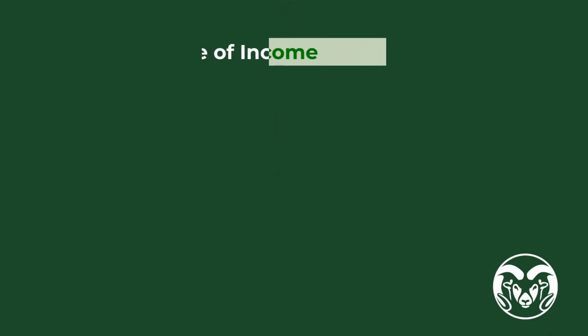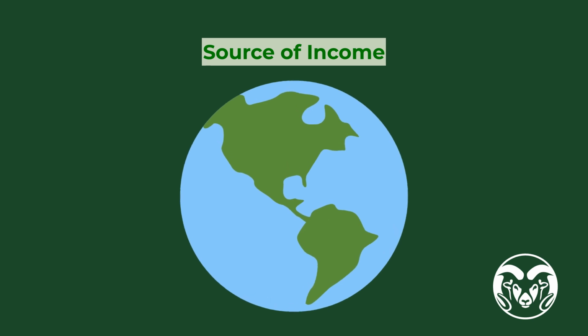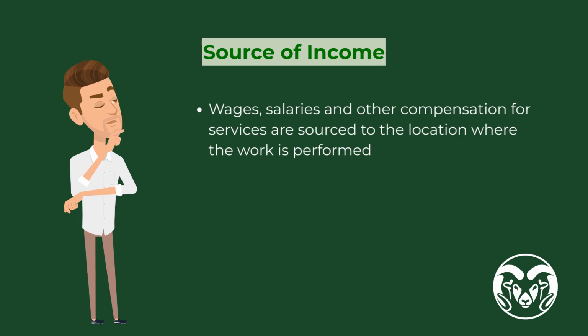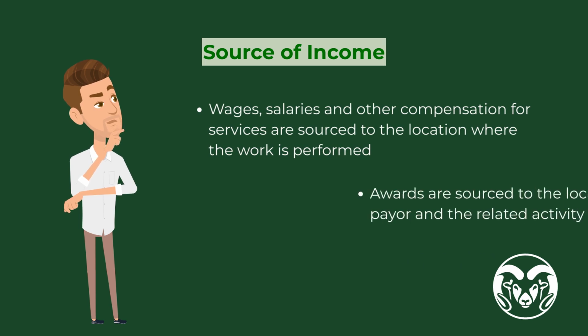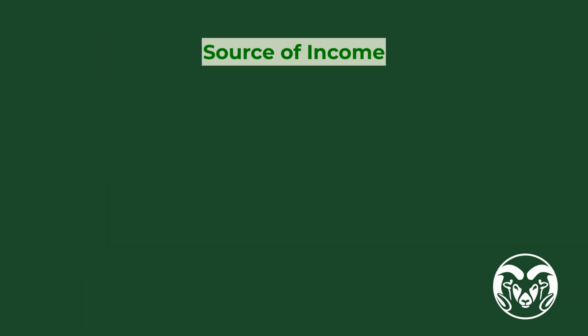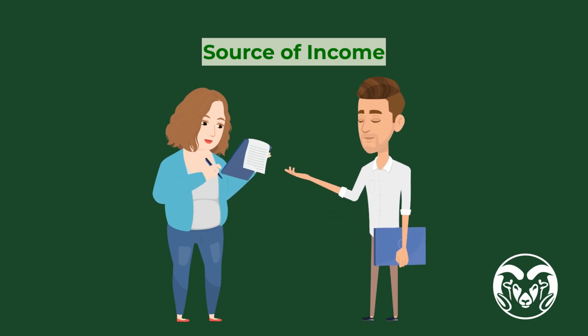It's also important to determine if income paid to a foreign national is U.S. or foreign-sourced. This is because foreign nationals are only subject to U.S. tax on U.S.-sourced income. The sourcing rules depend on the nature of the income. For example, wages, salaries, and other compensation for services are sourced to the location where the work is performed, while the source of an award is determined by the location of the payer and the related activity. Tax Services considers this factor when determining the tax implications of a specific payment made to a foreign national individual.